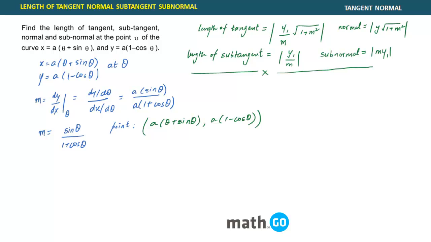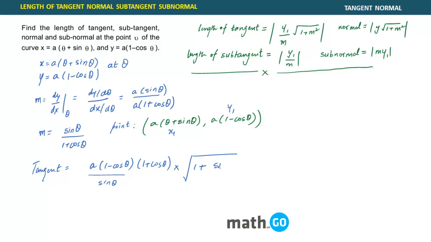Okay, so length of tangent. We are finding the length of tangent first of all. So it will be y1. So this is the particular value of y1 and this is nothing but x1, right? Though you can see that nowhere we are going to use x1. So it is a 1 minus cos theta, divided by m. So division by m will give you sin theta into 1 plus cos theta over here, into the product of 1 plus sin square theta upon 1 plus cos theta whole square. So you just have to solve this, as basic as it can get.